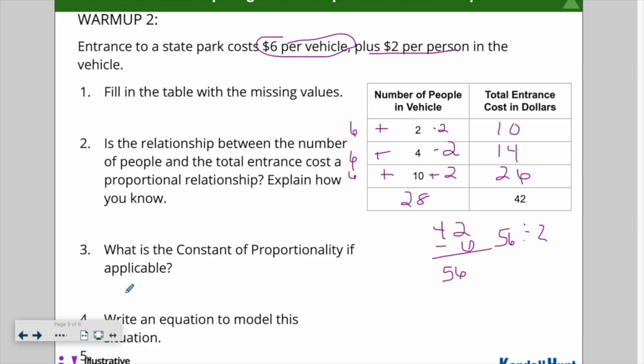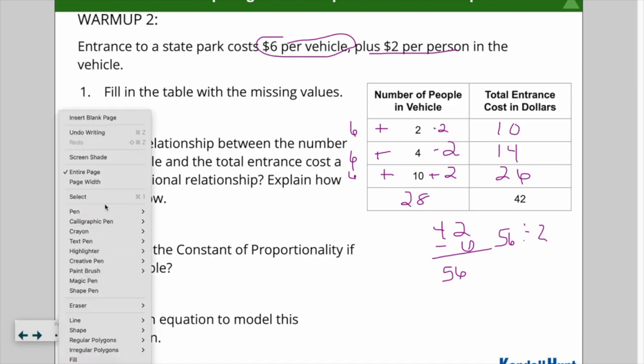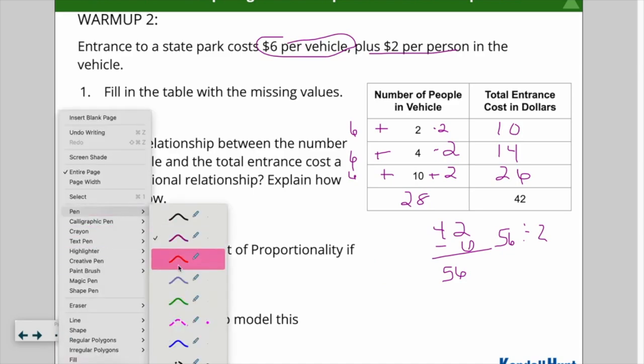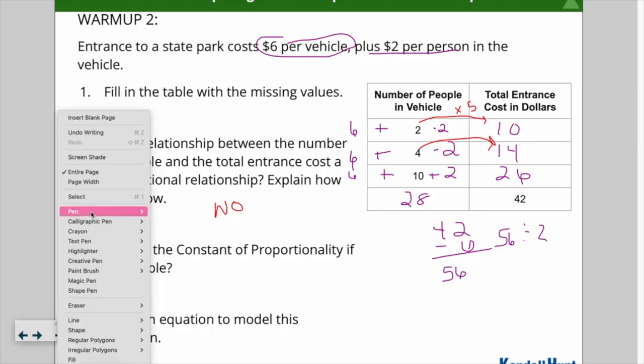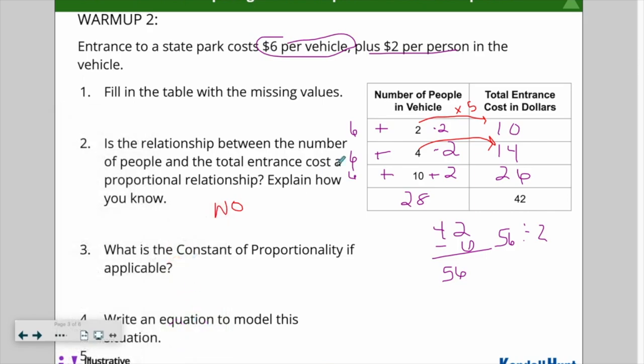Is this one proportional? Well, do we have equivalent ratios? 2 times 5 gives me 10, but 4 times 5 is not 14. So it is not proportional because we do not have equivalent ratios. So I don't have a constant of proportionality. However, we can write an equation because we did the same set of steps every time.